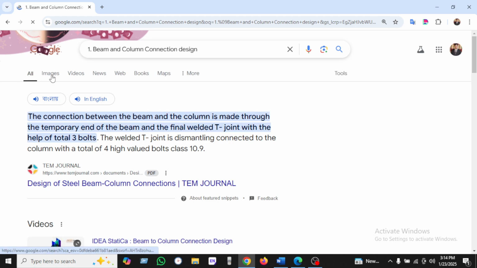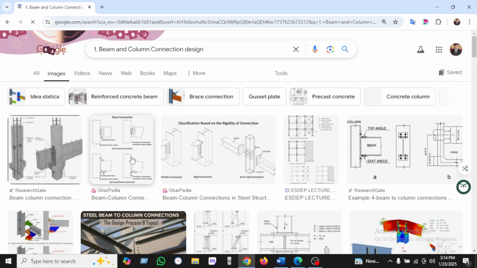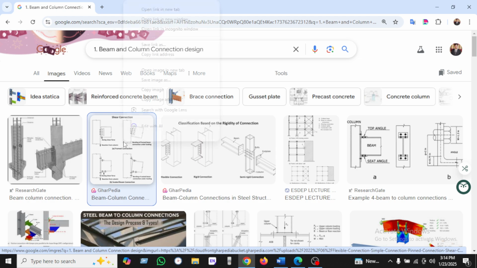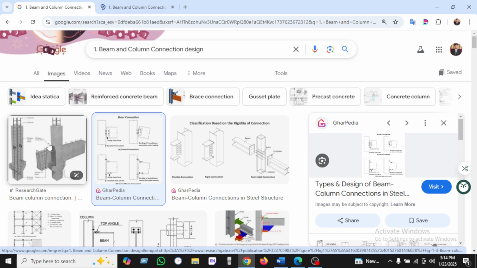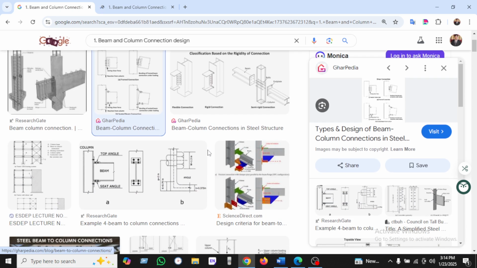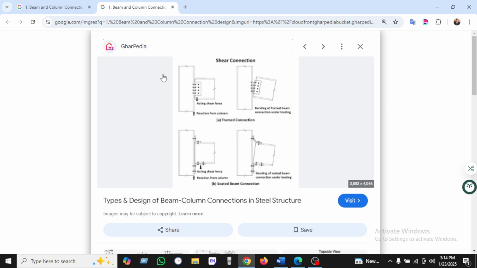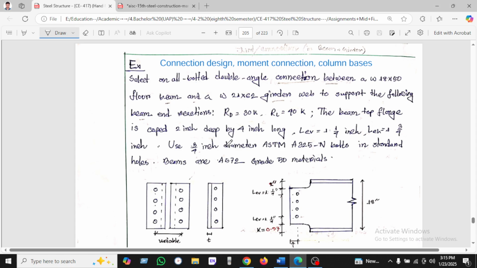There are lots of examples here. This is another example of beam column connection design in steel structure. This is the portion we can see. Here is a column, here is a beam or girder. So let's see, here is a beam column connection design.